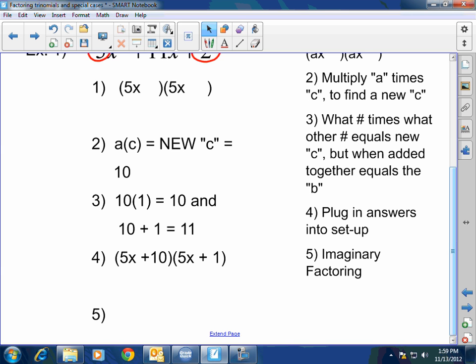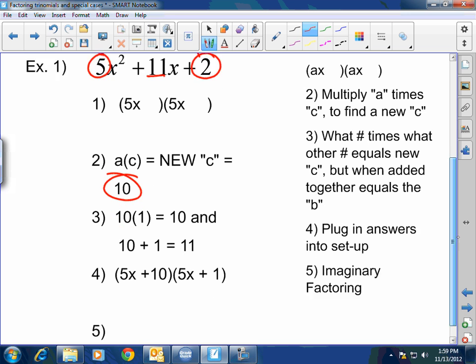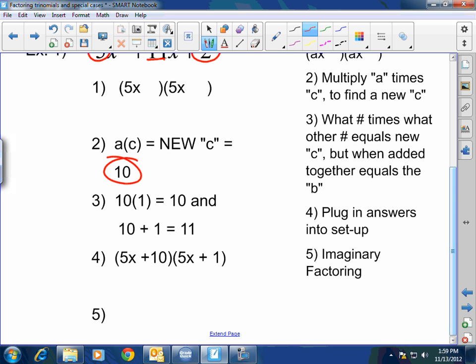What times what is the new C, which is 10, but when added together is the B, which is 11. 10 plus 1, 10 times 1 is 10. That equals the new C. And 10 plus 1 is 11. That equals the B, the middle. Is everyone with me?